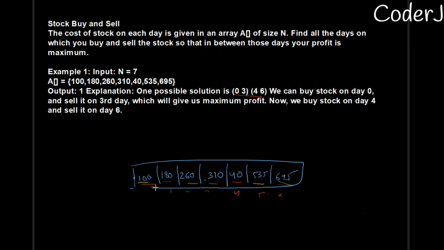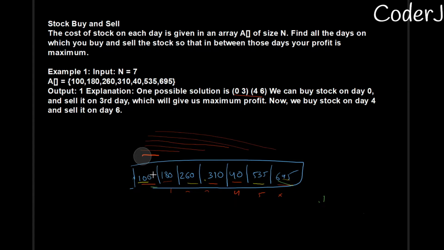First thing, what if I say that I want to calculate all the possibilities? How can we do that? We say that the trader buys it at 100 and then he sells it at 180. We are just calculating the possibilities, right? He buys it at 100, sells it at 180, buys it at 100, sells it at 260, buys it at 100, sells it at 310, and so on. We are just trying to calculate all the possibilities, right?